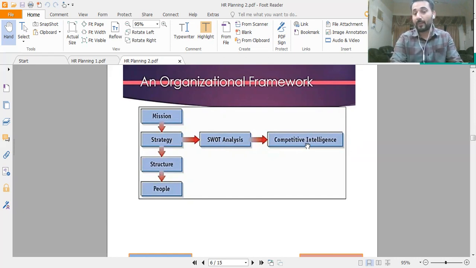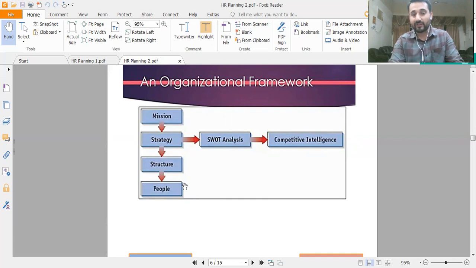What is our competitive intelligence? What are our competitors doing? What strategies are they actually implementing in their academic institutes? What is their style of academic services? So competitive intelligence is used in order to enhance and expedite your services. So we are doing this at the level of strategy formulation.